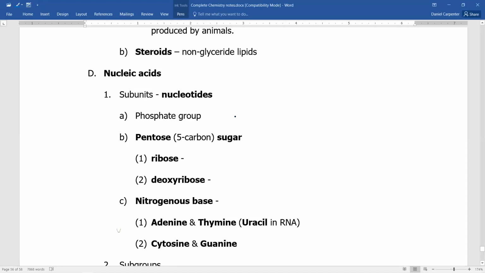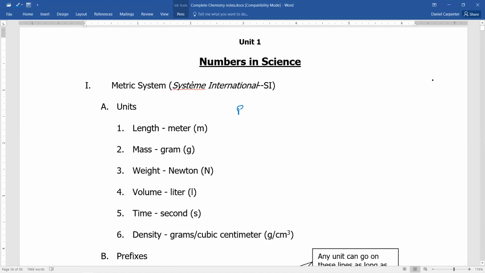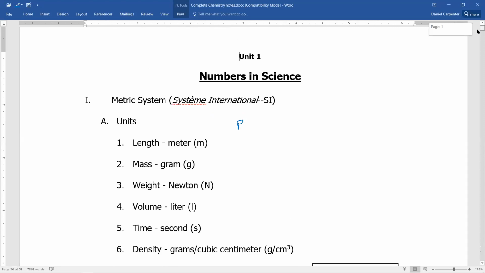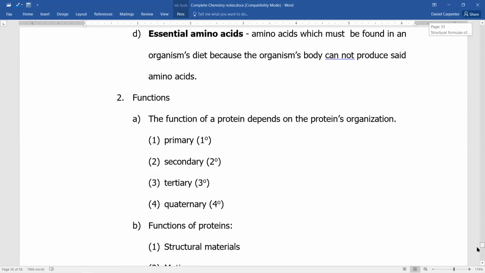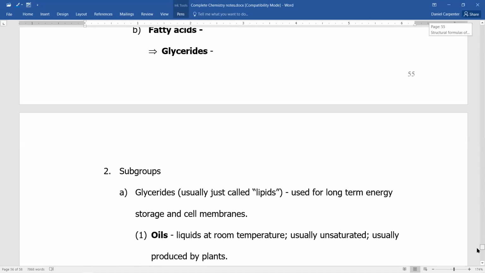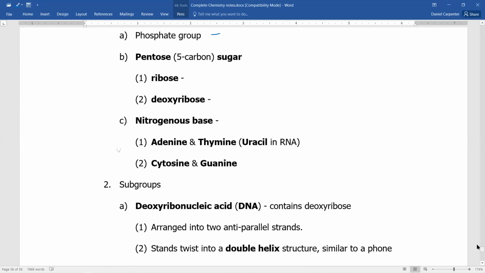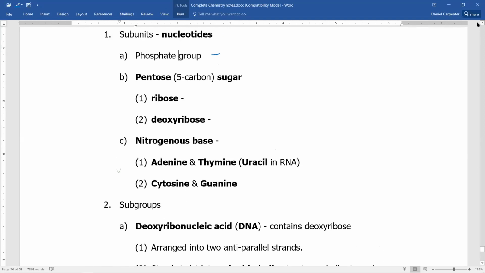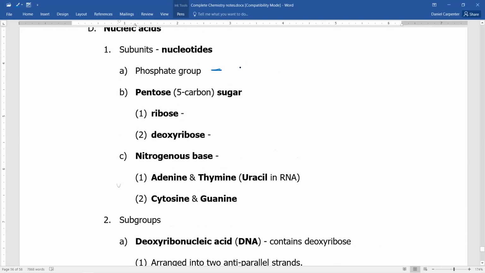So, phosphate group. Phosphate group is the regular old PO4 3 minus that we talked about way back when we were doing polyatomic ions.